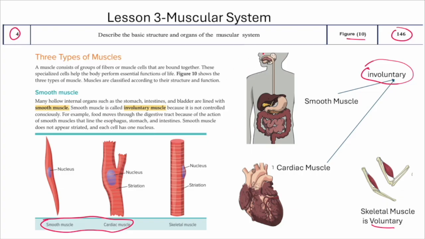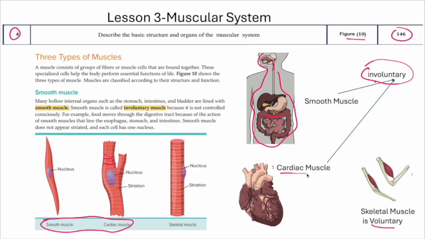The smooth muscles are part of the organ system. You can have the smooth muscles in your esophagus, your stomach, your intestine, and many internal organs. And you can see that the smooth muscle has one nucleus and it is not striated, right? It does not have the striations or stripes like the cardiac or skeletal muscle. So smooth muscle is involuntary.